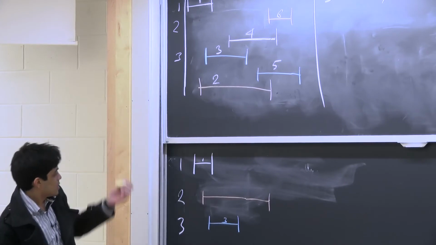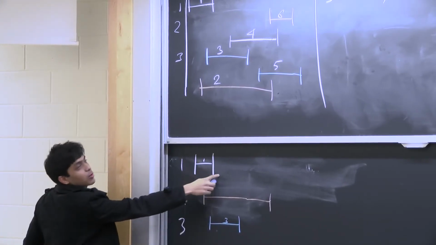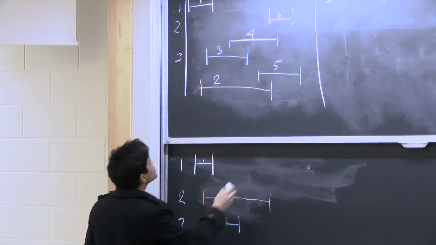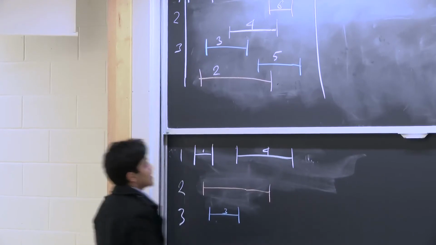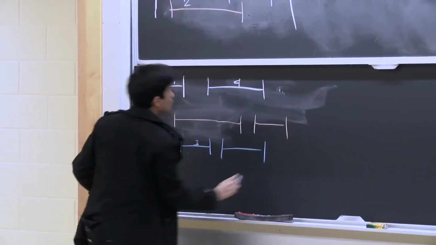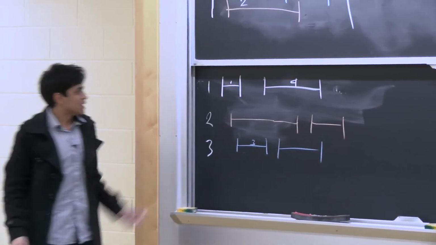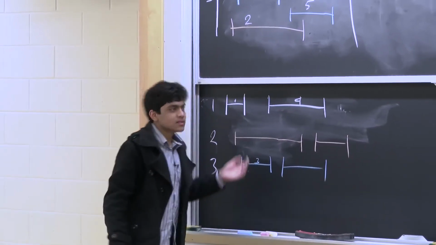Then you go to 4. Now 4 clashes with 2 and 3, but it is fine with 1, so you just put 4 over here. If you continue like this, you'll essentially get this and this. Make sense? So that's how you schedule it. Does the algorithm make sense?